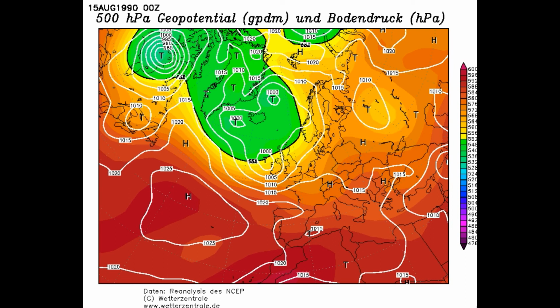Overnight 14th and into the 15th, we bring a band of rain across the country, and that brings the first significant rainfall to a lot of southern and eastern areas since the middle of July. So that 38-day drought actually comes to an end on this day.